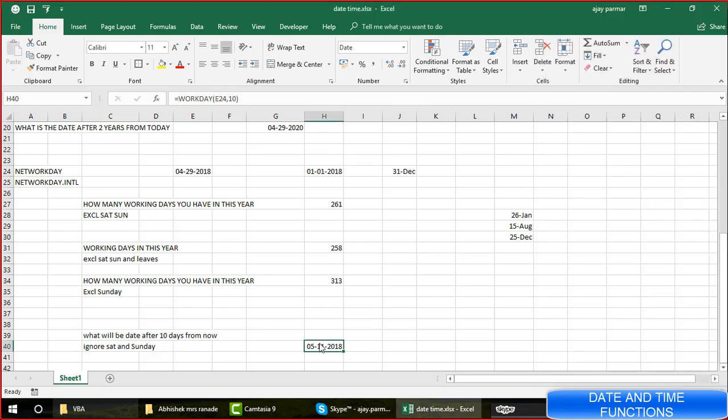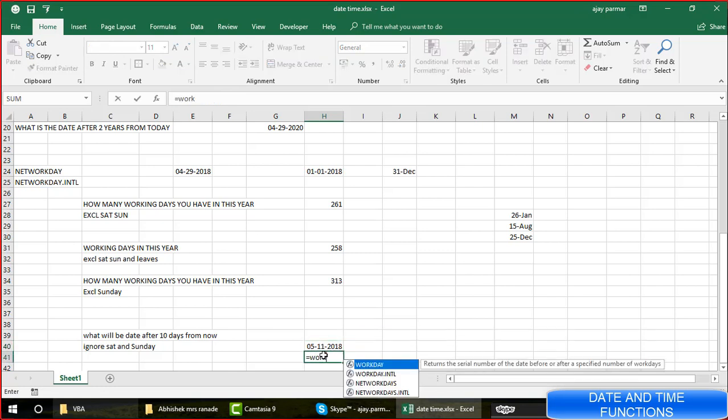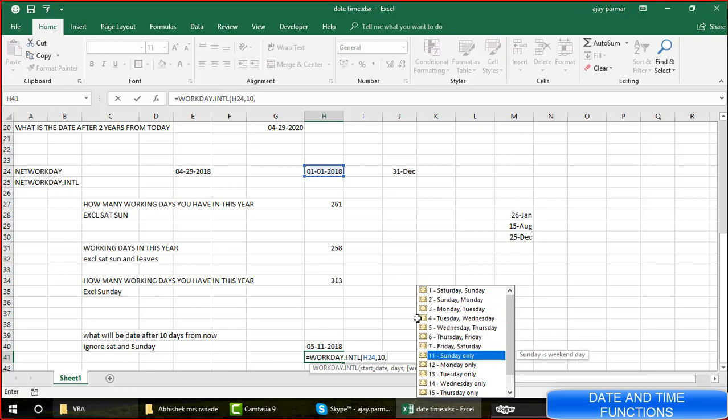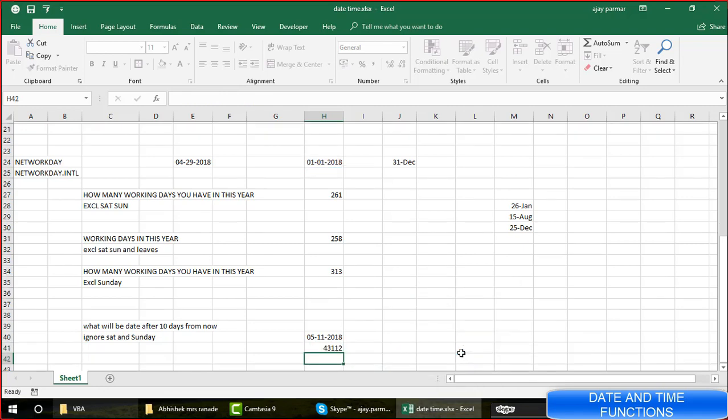And again, same thing, if you want to ignore Saturday only and you want to check 10 days from now but excluding the Saturday, you can go and say WORKDAY.INTL. So this is my start date and how many days I need. So I need 10 days. Weekend, ignore these dates. So you can ignore Friday, Saturday, you can ignore Sunday also. I mean, it sort of depends on what you want to do. So then we have a new date.